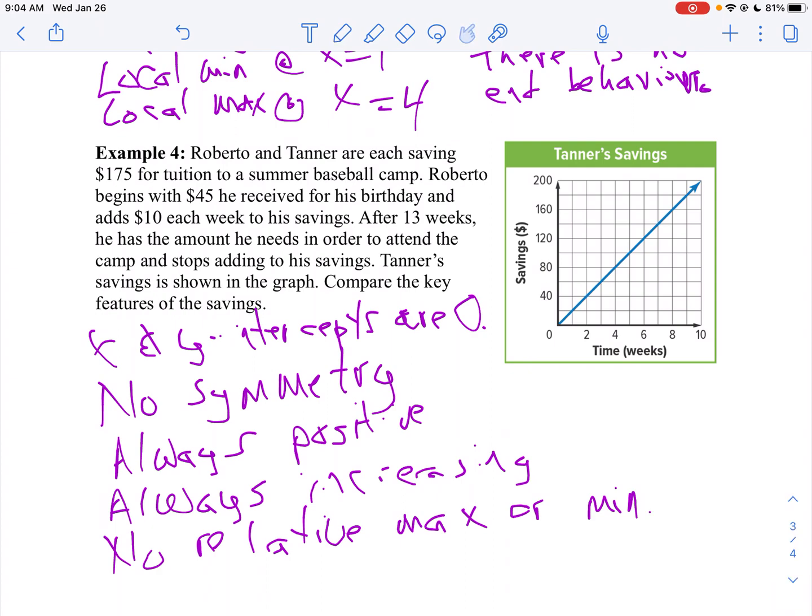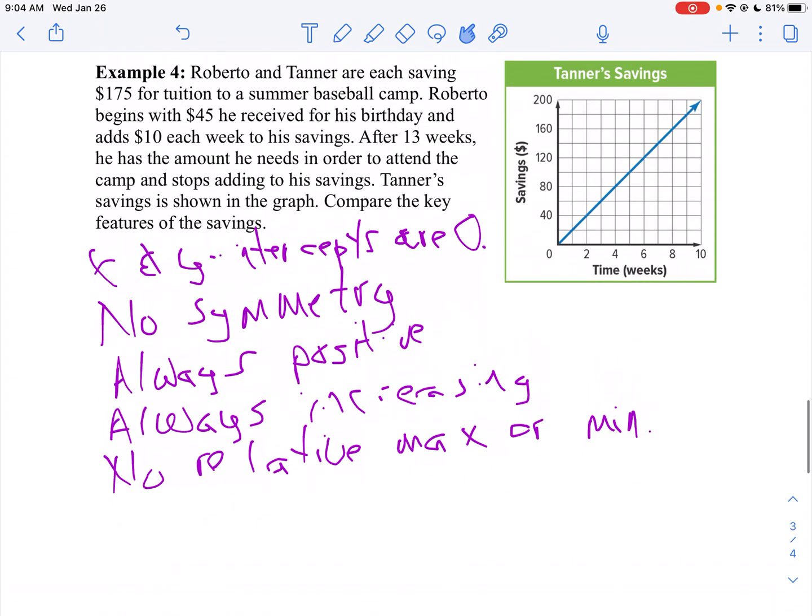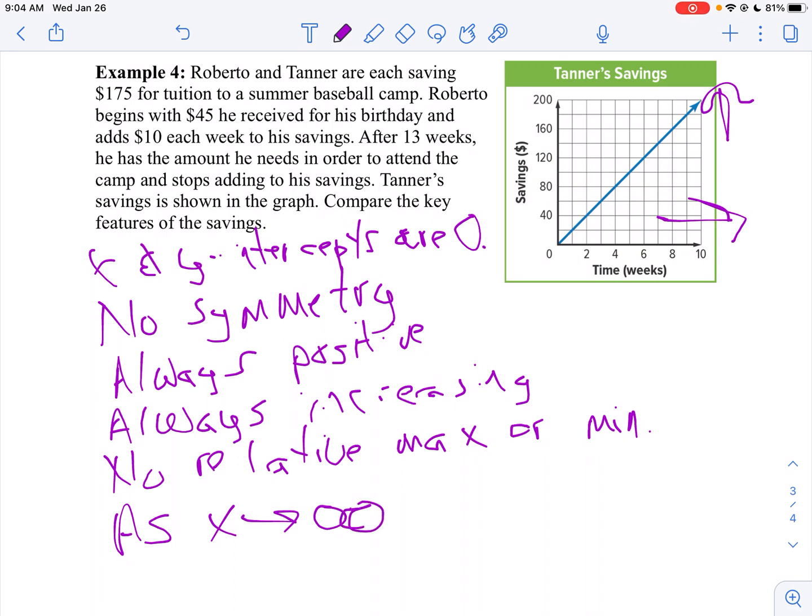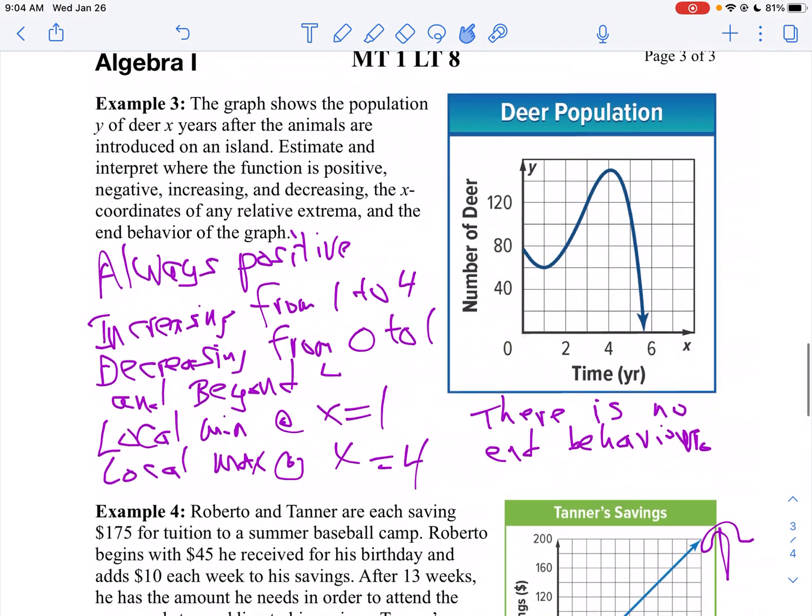And finally, let's do the end behavior. Notice as x gets really, really big, my y value gets really, really big. We call that positive infinity. So I'm going to say as x approaches positive infinity, which looks like a sideways 8, y approaches positive infinity because it just keeps on getting bigger and bigger. And those are the key features of our graph.